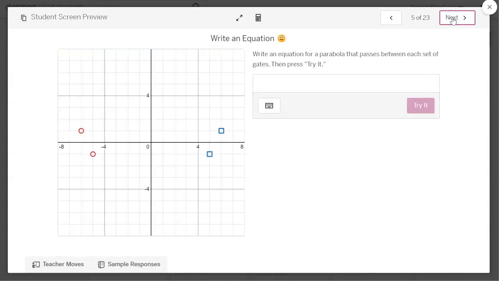Here they're going to create an equation for a parabola that passes between the sets of gates, and then press try it. There's no direction on how to create this equation. It should say y equals, but the form is kind of up to them.